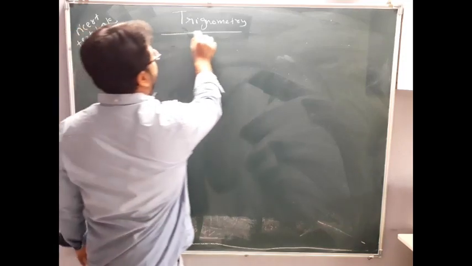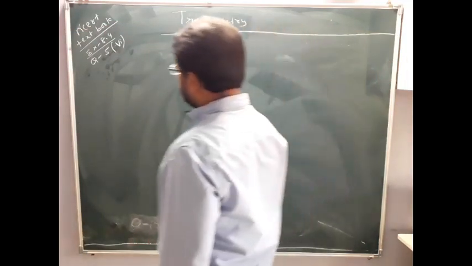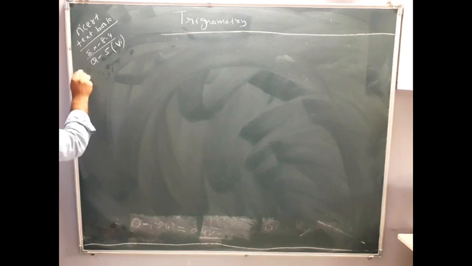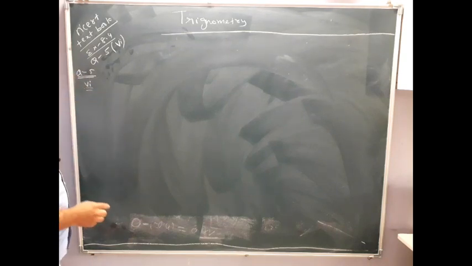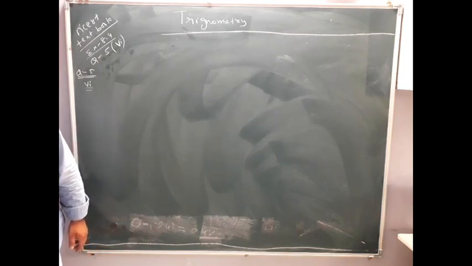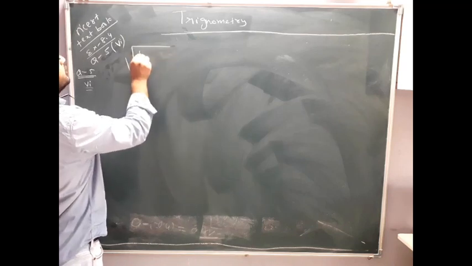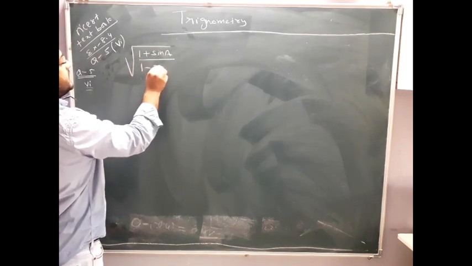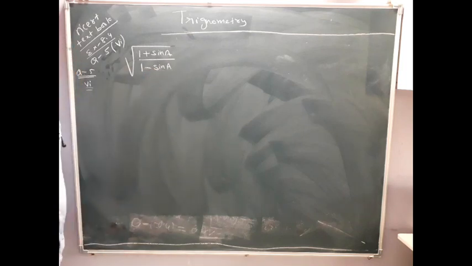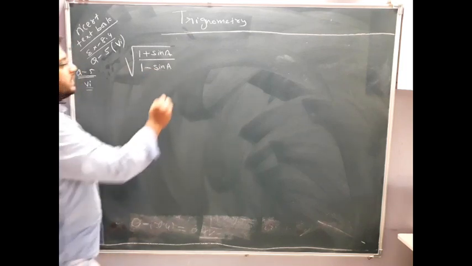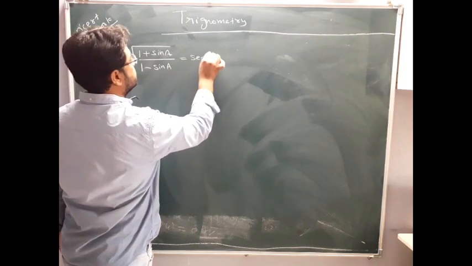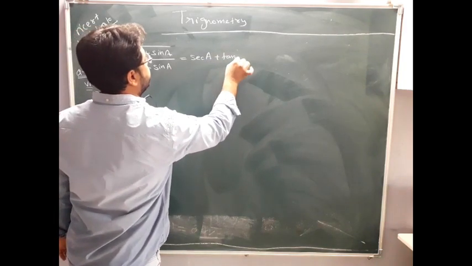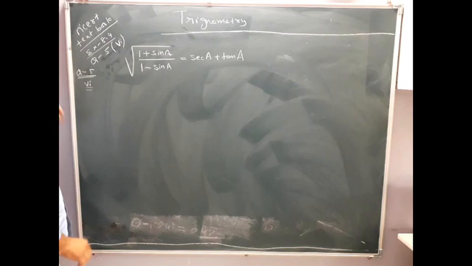Clear this part? Okay. So first question says, main question number 5, sub question number 6, which is under root 1 plus sin A divided by 1 minus sin A equal to sec A plus tan A. Clear? So how to solve this problem?